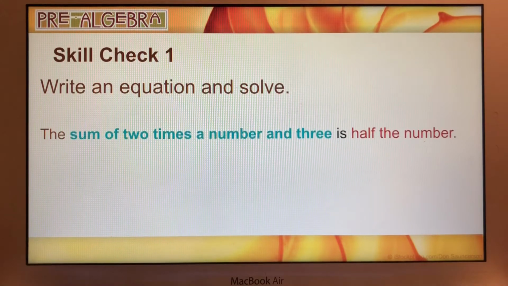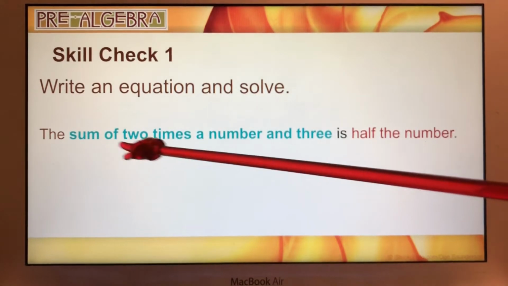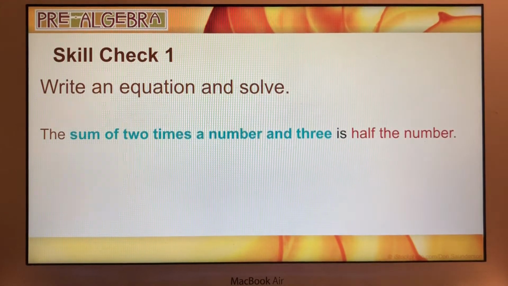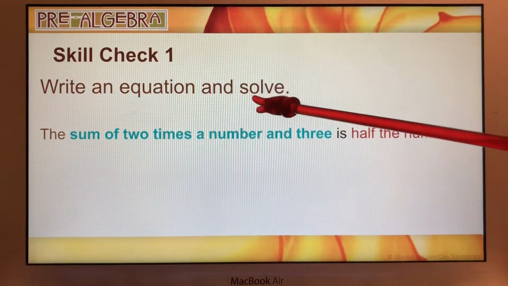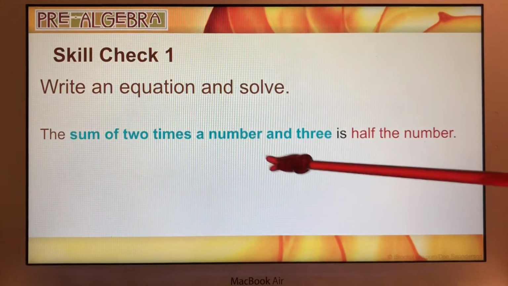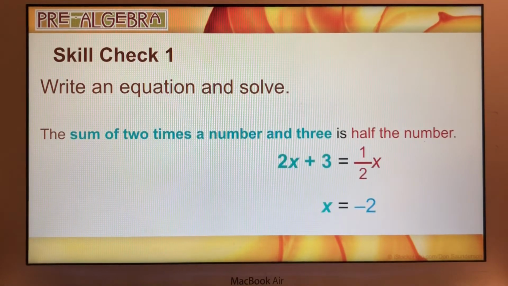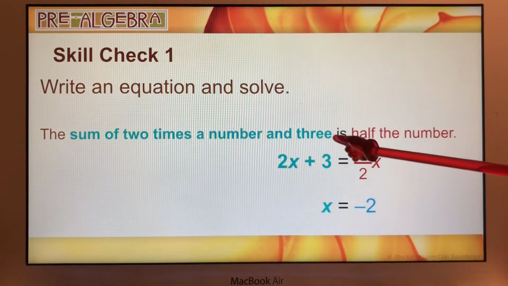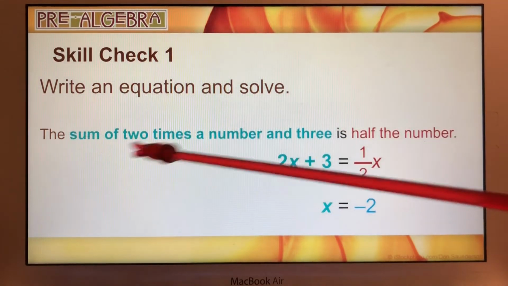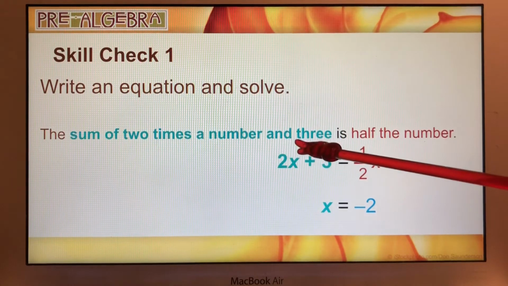Now, let's take a look at this skill check right here. Okay, here we have a statement. The sum of 2 times a number and 3 is half the number. So here, we're going to take this statement and we need to rewrite it as an equation and then solve. So the sum of 2 times a number and 3. Okay, remember, is is the equal sign, right? The sum of 2 times a number and 3, okay?